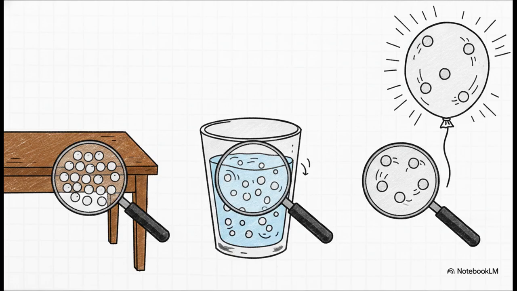And then we have gases. Here, the particles have total freedom. They are spread far apart and bounce all over the place. Because of this, gases have no fixed shape or volume, which is exactly why gases, like the oxygen we breathe, are totally invisible to us.